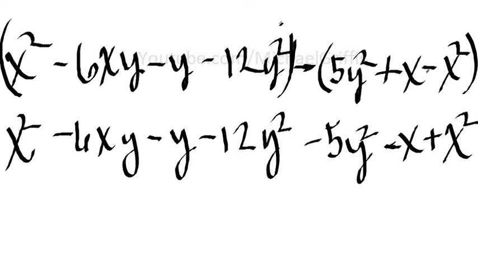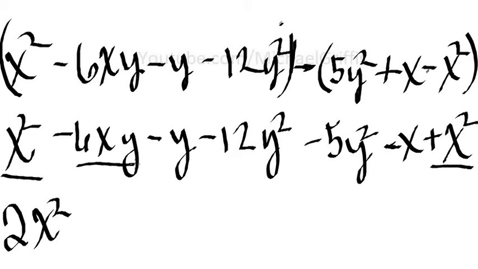Okay, let's collect up our like terms. We have an x squared, and our last term is an x squared. So there's two of them. Make that 2x squared. What else do we have? We have a minus 6xy. We don't have any other xy's in there, so we'll just rewrite that.